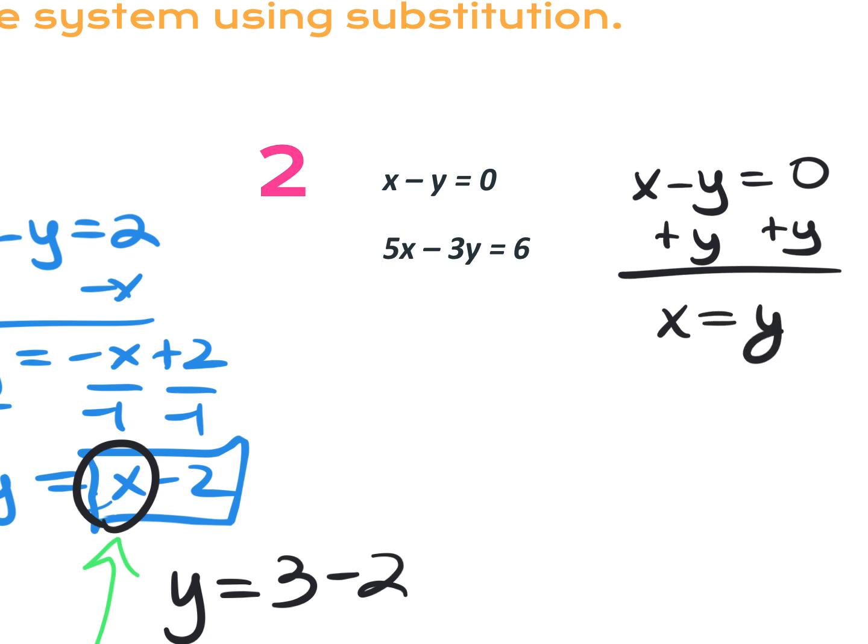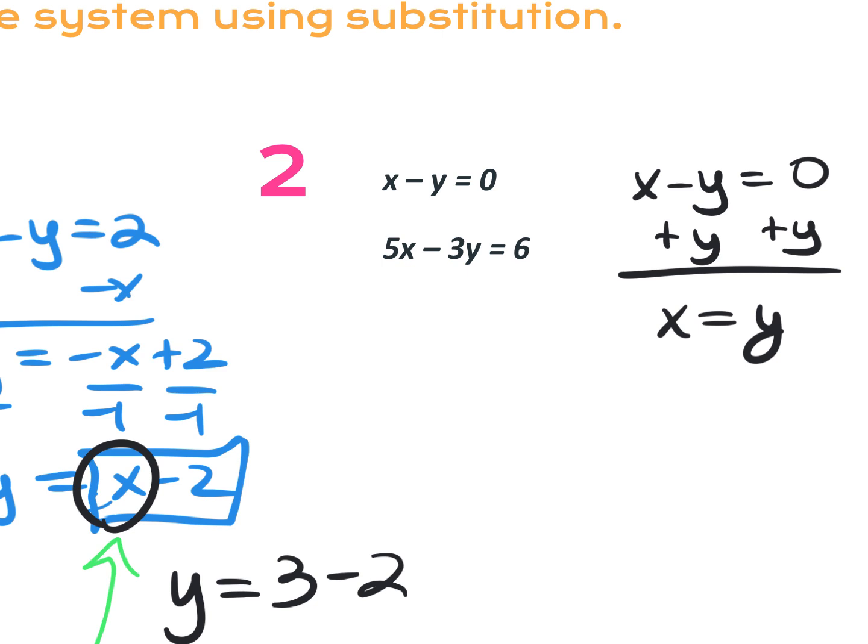So this is a clue that when I'm all done, whatever value of x I get, it's going to be the same for y, because x and y are going to be equal. But I'm going to go ahead and do the whole solving process. Now, once you rearrange one of the equations, you must substitute into the other equation.